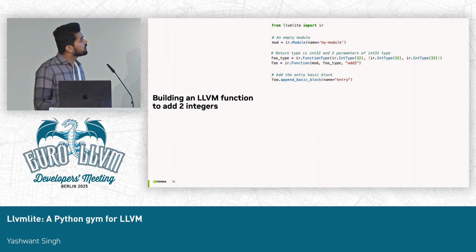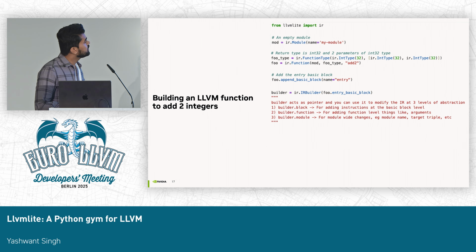Once we have done that, we'll try to add some basic blocks to our function. Since this is our first basic block, let's call it entry. This is how you do it in LLVM. And so this IR builder acts as a pointer to the LLVM IR that you are building.